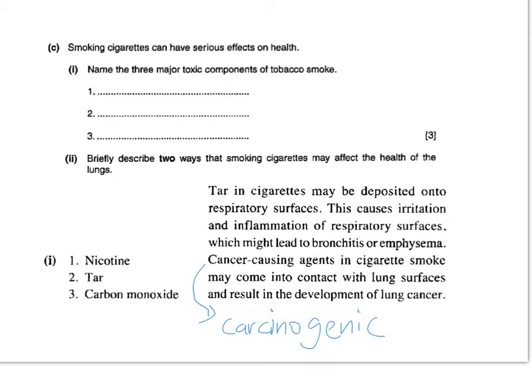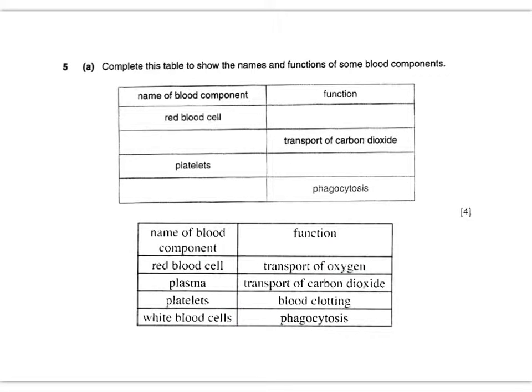Part C is a factual question. 3 major toxic components in cigarette or tobacco: nicotine, tar, and carbon monoxide. You need to know 2 specific examples and how they cause harm. Elaborate on it. Question 5 is relatively simple. Match the name of the blood component to its function. When you're asked to write an open-ended answer, please be more specific than this.